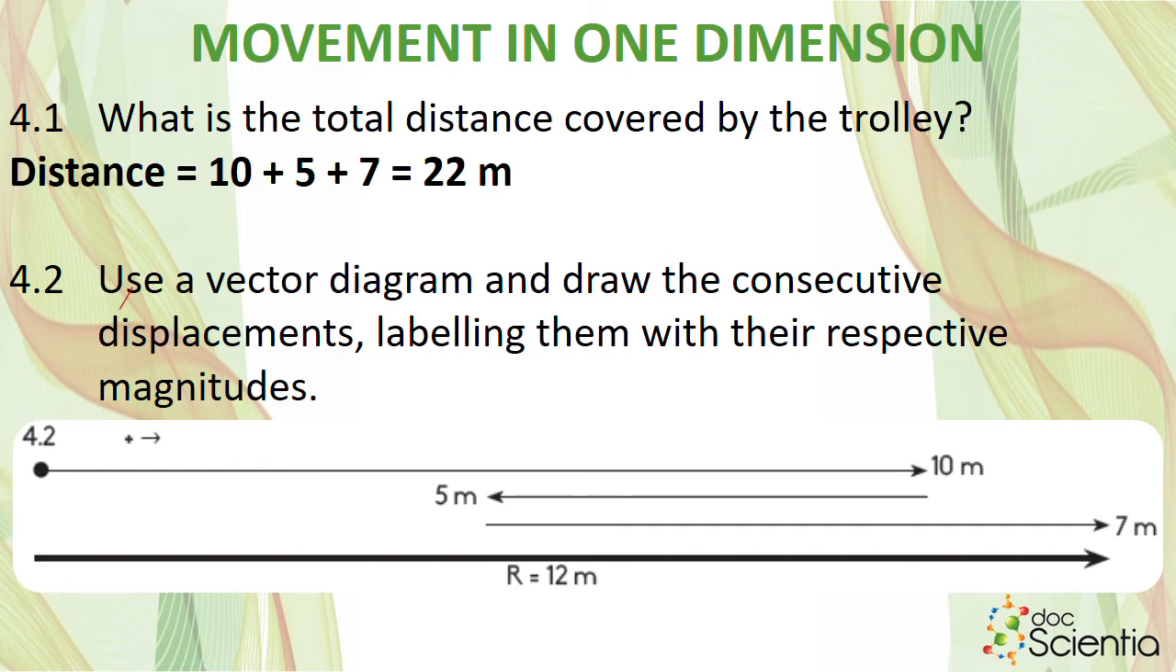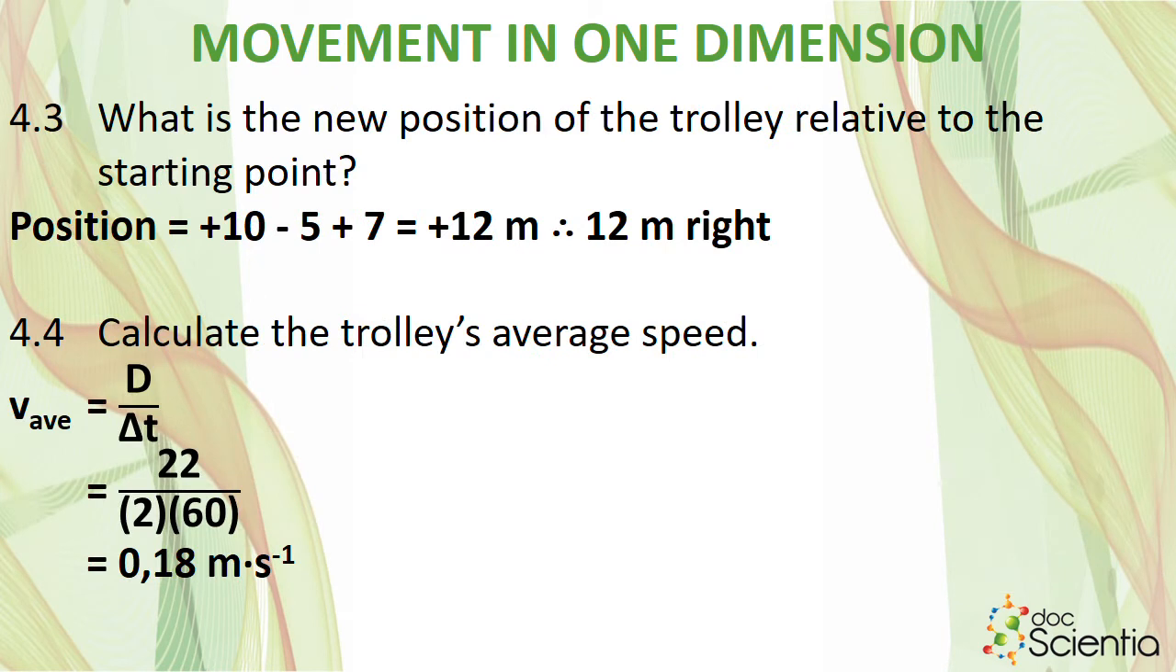Okay. Then they say, what is the new position of the trolley relative to the starting point? It will be 12 meters to the right. So kyk vir wat het hulle gedoen. Hulle het gekies na regs as positief. So dan is dit plus 10 minus 5, want dit was in die teenoorgestelde rigting. En dan weer plus 7, because that was to the right. Anything to the right is positive. Anything to the left is negative. And then you end up with a positive answer. And this plus means that your direction, because remember, position is a vector. It has a magnitude and a direction, is 12 meters to the right.